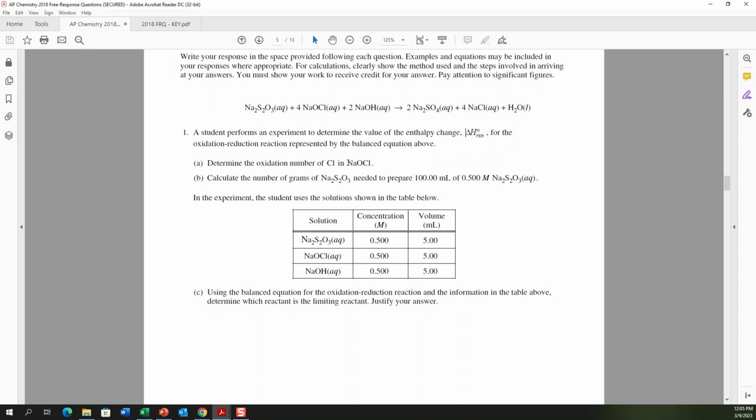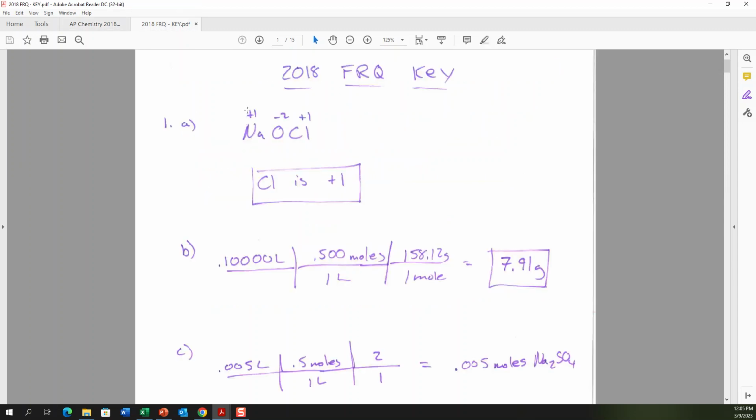All right, so that's easy enough. If we go to part A, we would give the sodium a +1. We would give the oxygen a -2. And that means the chlorine in this case would have to be a +1. So the oxidation state of chlorine in the sodium hypochlorite ion is +1. Okay.